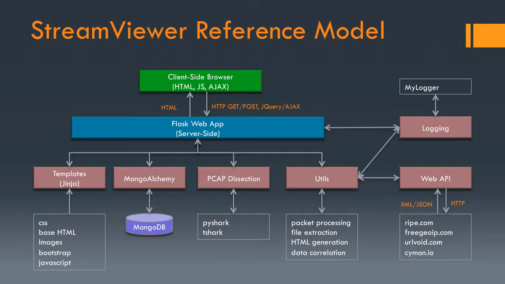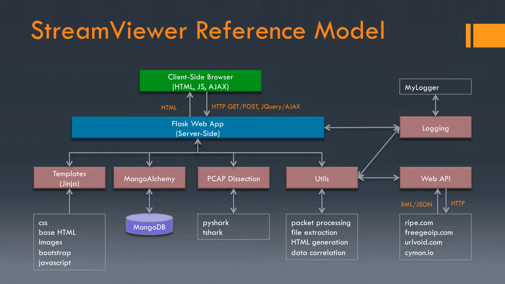It does that by a number of different things. It has Jinja templates where we can create base HTML contents and inject Pythonish code into them to generate dynamic HTML. It also can integrate well with Bootstrap, written by Twitter, where we get a rich set of tools and utilities for generating front-end content. For the backend, for the database, I've used MongoDB with MongoAlchemy as the interface. For PCAP dissection, it's predominantly done by PyShark and Tshark.